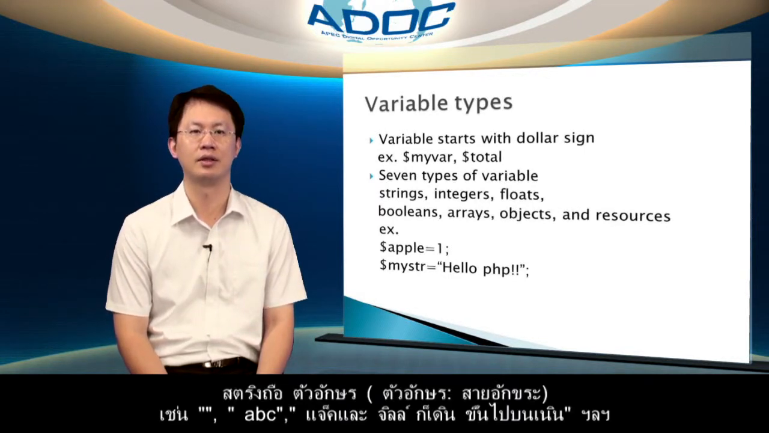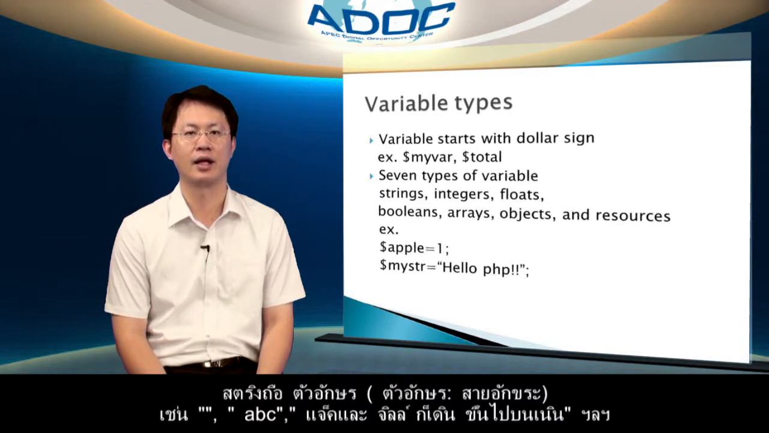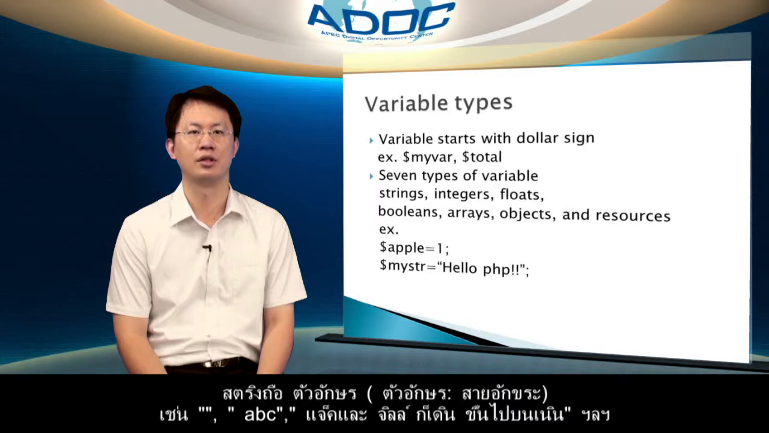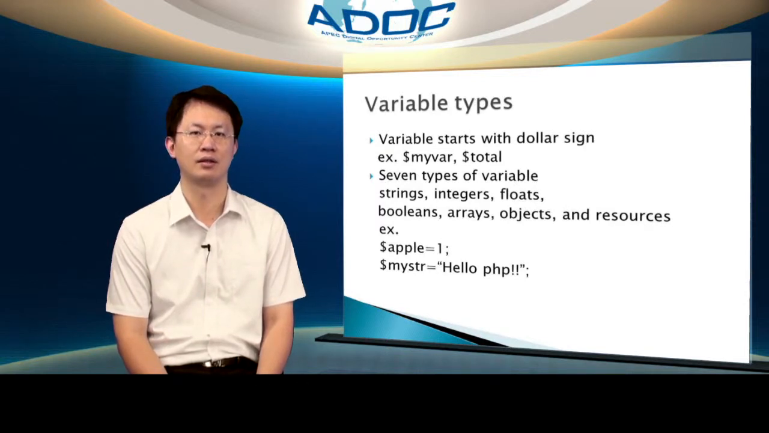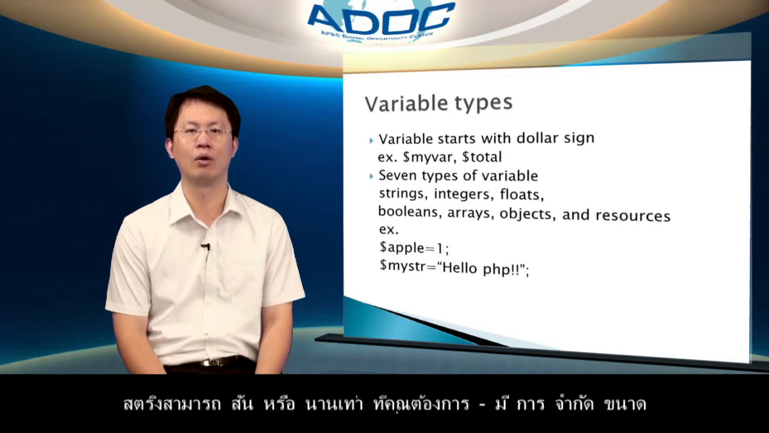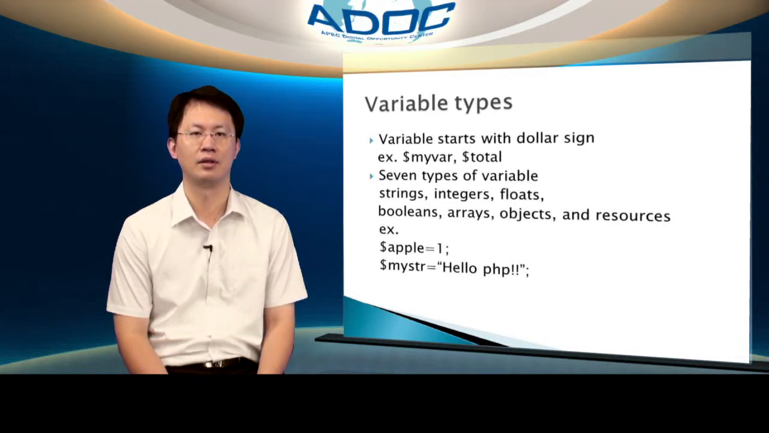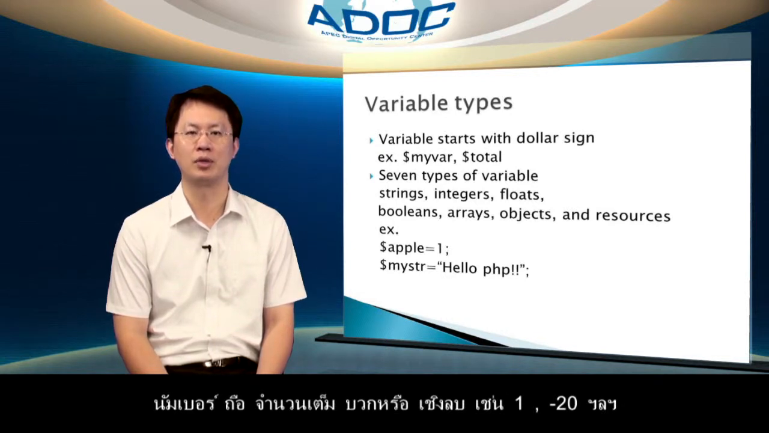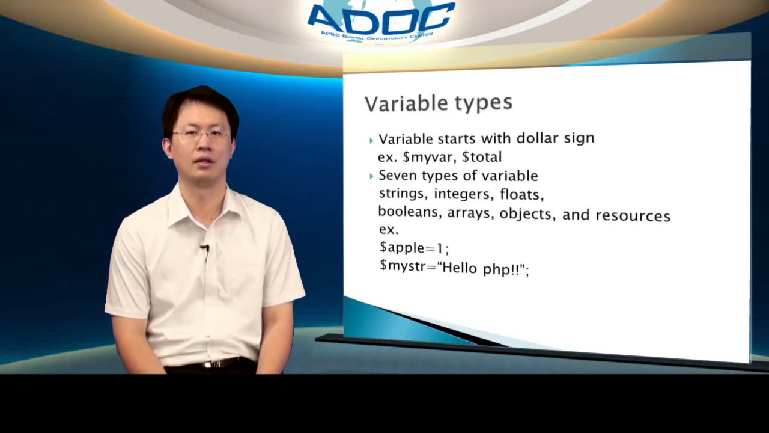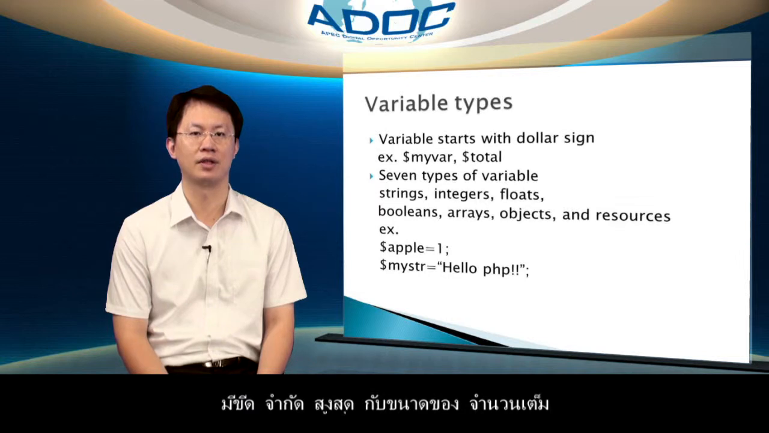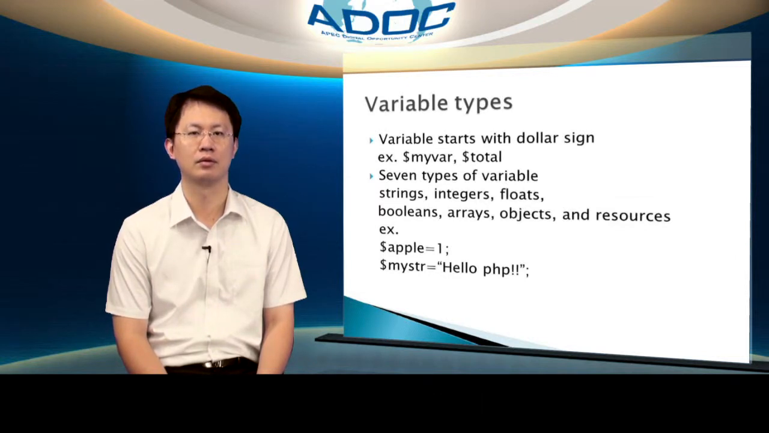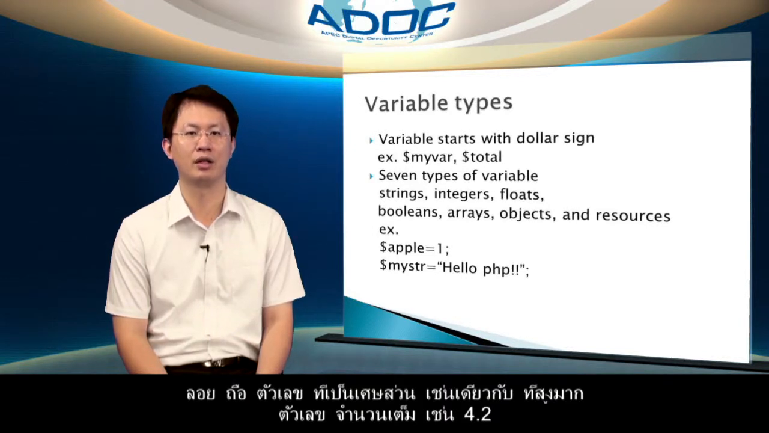Strings hold characters, literally a string of characters, such as A, ABC, Jack and Jill went up the hill, etc. Strings can be as short or as long as you want. There's no limit to size. Integers hold whole numbers, either positive or negative, such as 1, -20, etc. There is a maximum limit to the size of integers. Floats hold fractional numbers as well as very high integer numbers, such as 4.2.